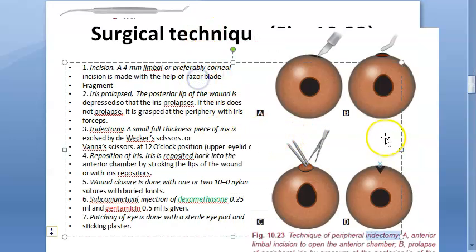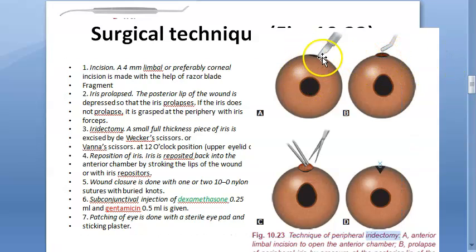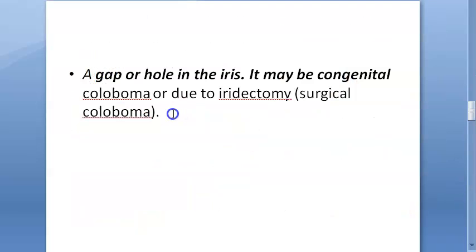However, if you are doing iridectomy, you will do a limbal incision with iris prolapse. This is a 4 millimeter limbal or corneal incision, and this is an iris prolapse. Then you will use Vannas scissors or something, and at the 12 o'clock position you will remove the full thickness piece of iris. You will excise it. Then you will put a nylon 10-0 suture with buried knots. Then you will give subconjunctival dexamethasone and gentamicin, and then you will patch the eye.